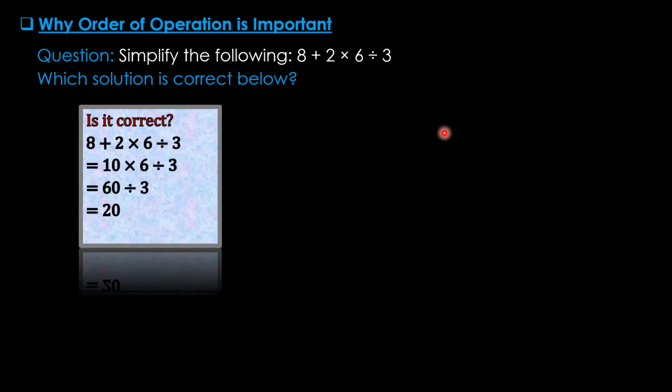Suppose this is a solution. Is it correct? 8 plus 2 times 6 divided by 3. What we have done here: 8 plus 2 is 10. Then we leave this part as it is. So 10 times 6 is 60, divided by 3 equals 20. I am not going to say whether it is correct or incorrect. Let us find the different options, then we will decide.